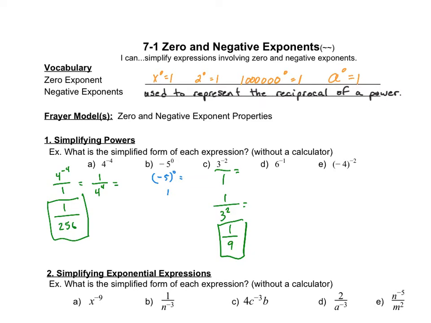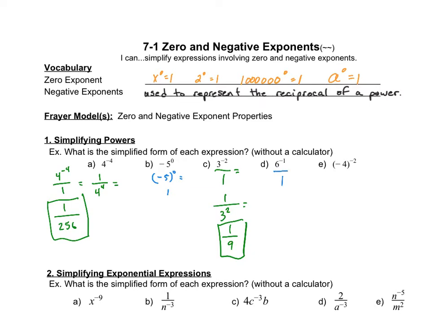And I like to say that anytime you move a base over the fraction bar, the exponent is going to change signs. It is going to become the opposite. So as we continue here, we have 6 to the negative 1 power.